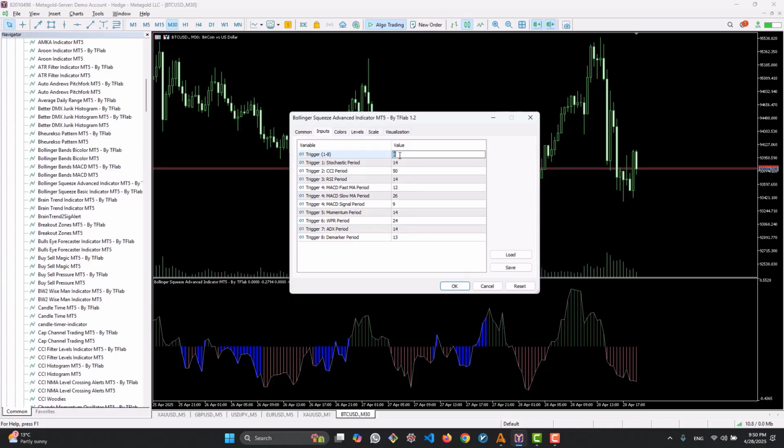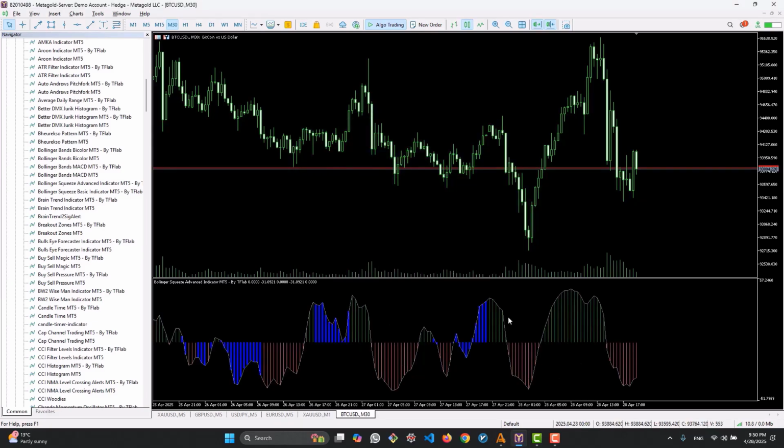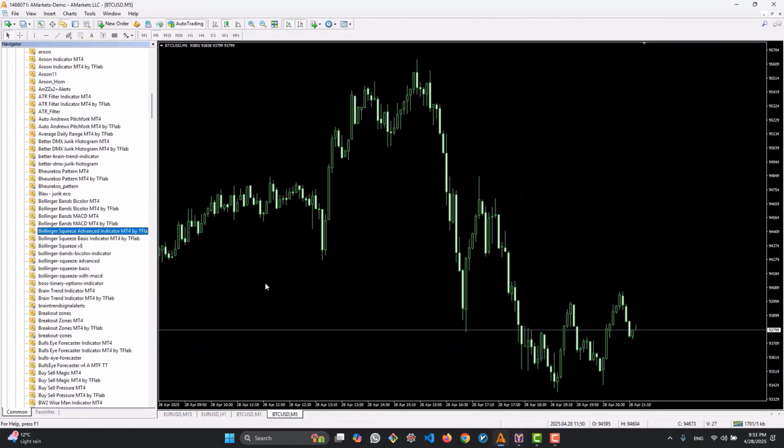For example, I select the Stochastic option. You can see that it displays the Stochastic for us, and it also shows the Bollinger Band squeeze here. You can also use the MT4 version of this indicator on the MetaTrader 4 platform.